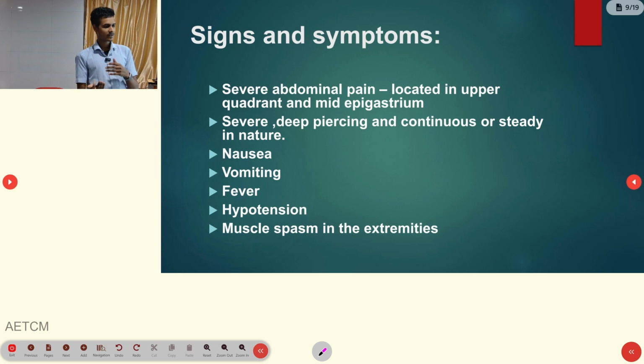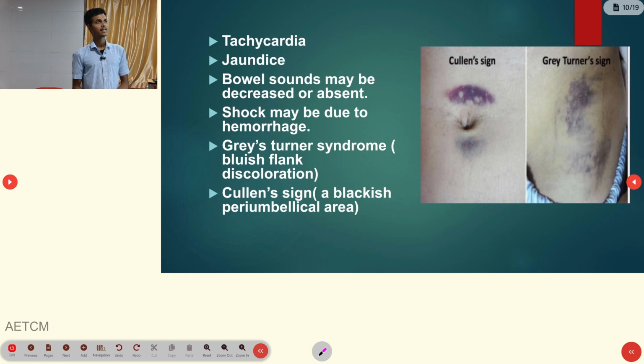Nausea, vomiting, fever, hypotension. Hypotension, when it will occur, means if the person develops any septic shock or sepsis or any hemorrhagic related condition, ultimately the person will develop hypotension. And then muscle spasm in the extremities is also one of the clinical features. Tachycardia, jaundice, bowel sounds may be decreased or absent in nature. Shock may be due to hemorrhage, as we told, or else septic shock can also occur.